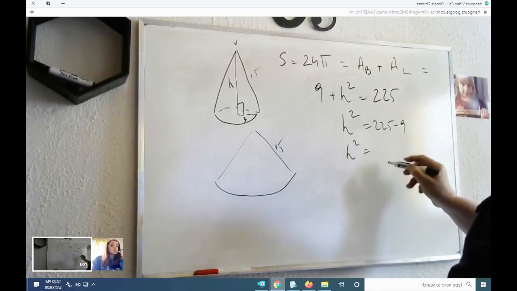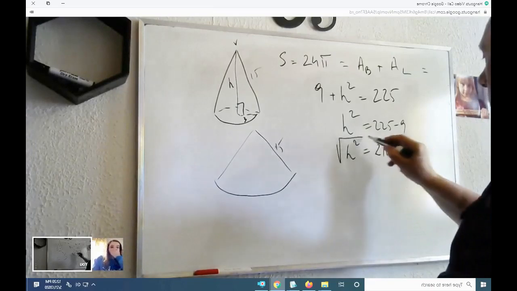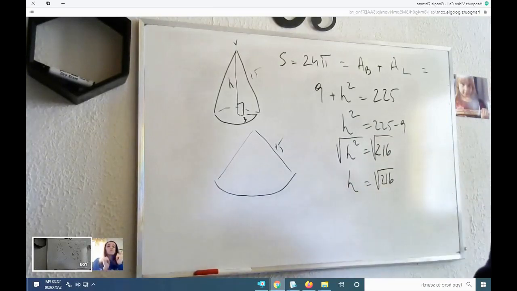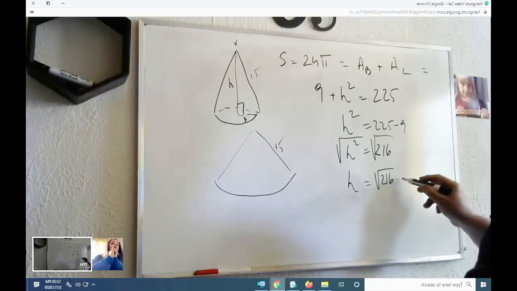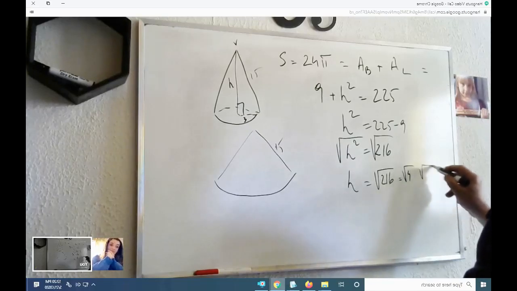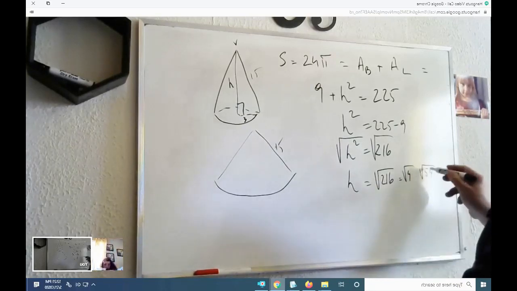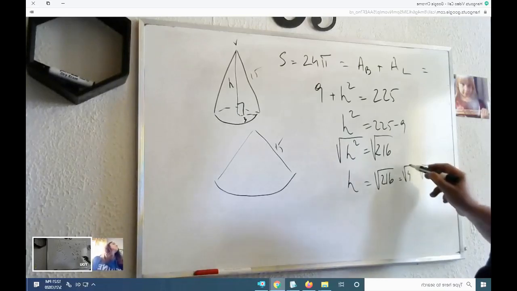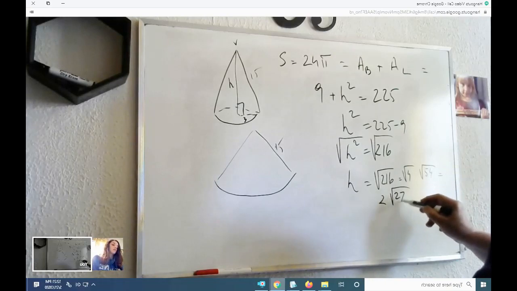So that's 216. Now apply a radical on both sides and we get h equals square root of 216. I wonder if we can simplify that. Divide by 4. Yeah, we can divide that by 4. We'll have square root of 4 times square root of 54, I think, right? Yeah, that's exactly it. And this can be divided also by 2. Let's see. Okay, so the square root of 4 is 2. And 54 can be made like 27 times 2.